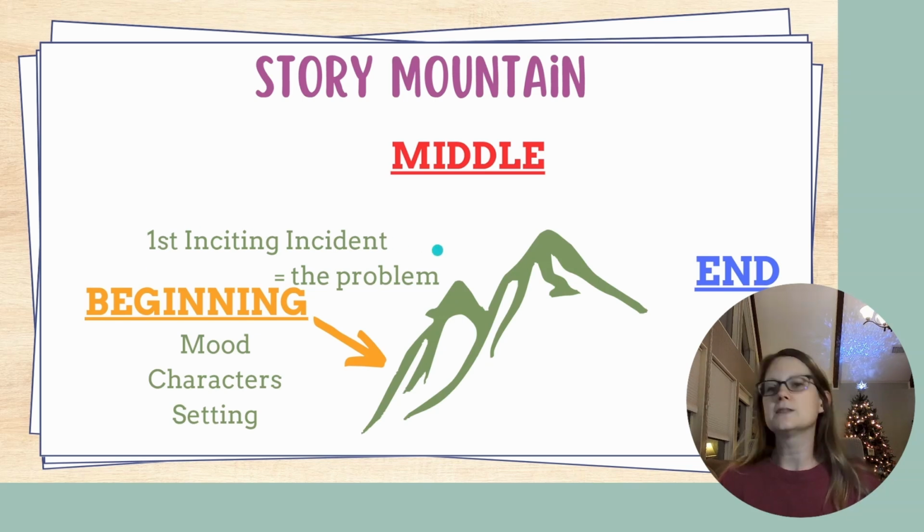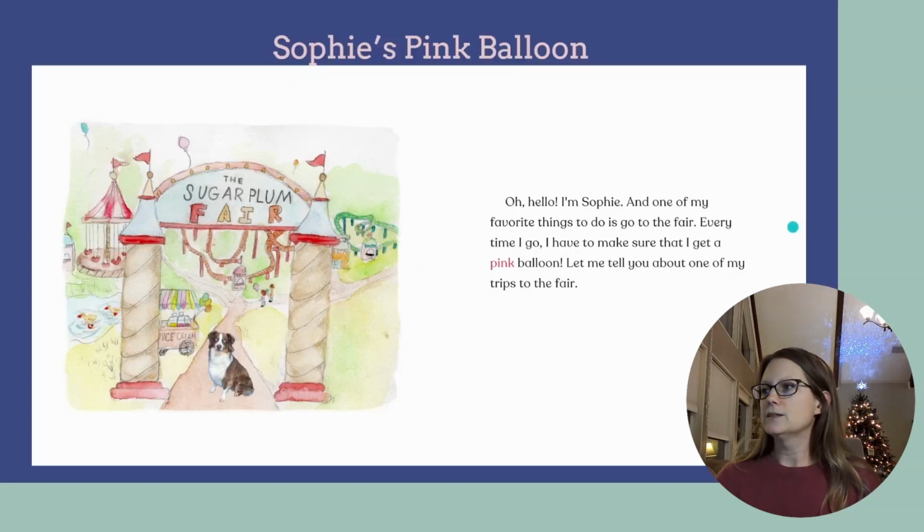Then you have some sort of incident, some sort of problem. In my middle daughter's book, Sophie's Pink Balloon, she did all the watercolors and wrote the story herself. Her first page says, "Oh, hello, I'm Sophie, and one of my favorite things to do is to go to the fair. Every time I go, I have to make sure that I get a pink balloon. Let me tell you about one of my trips to the fair." It's a happy time, and it introduces the character, Sophie.